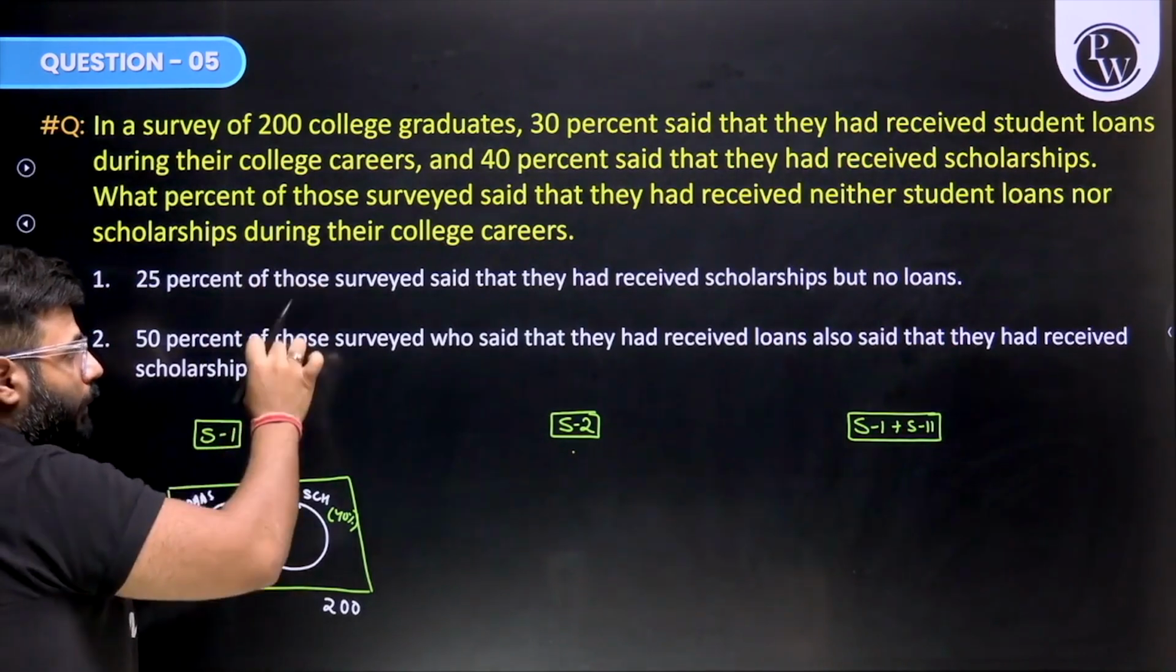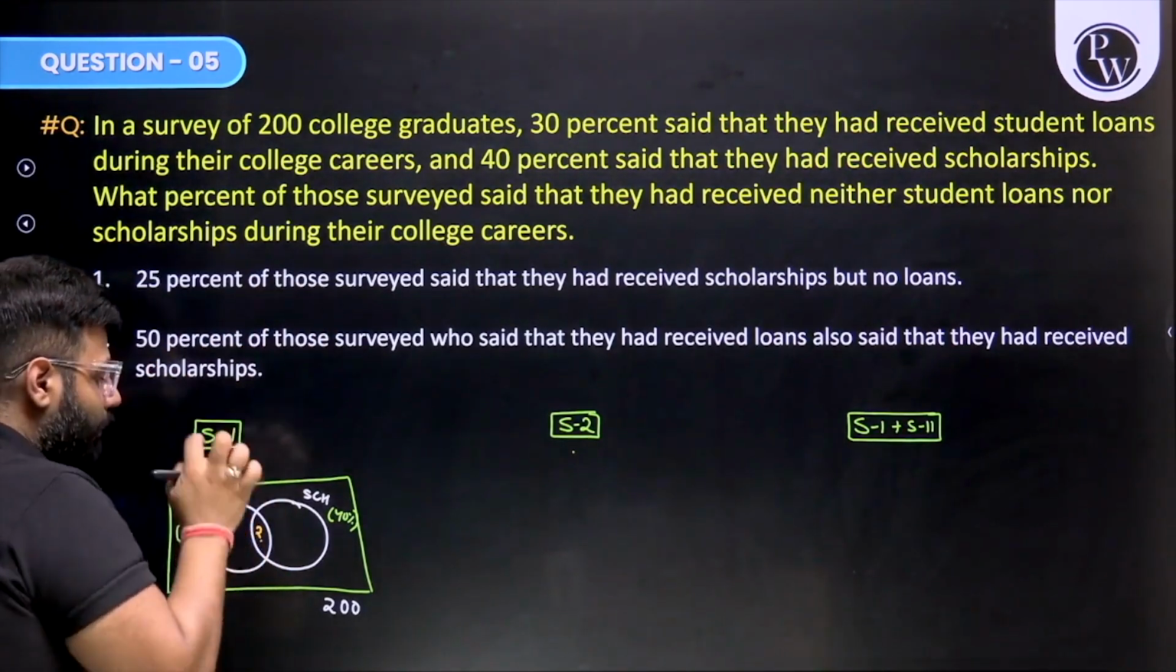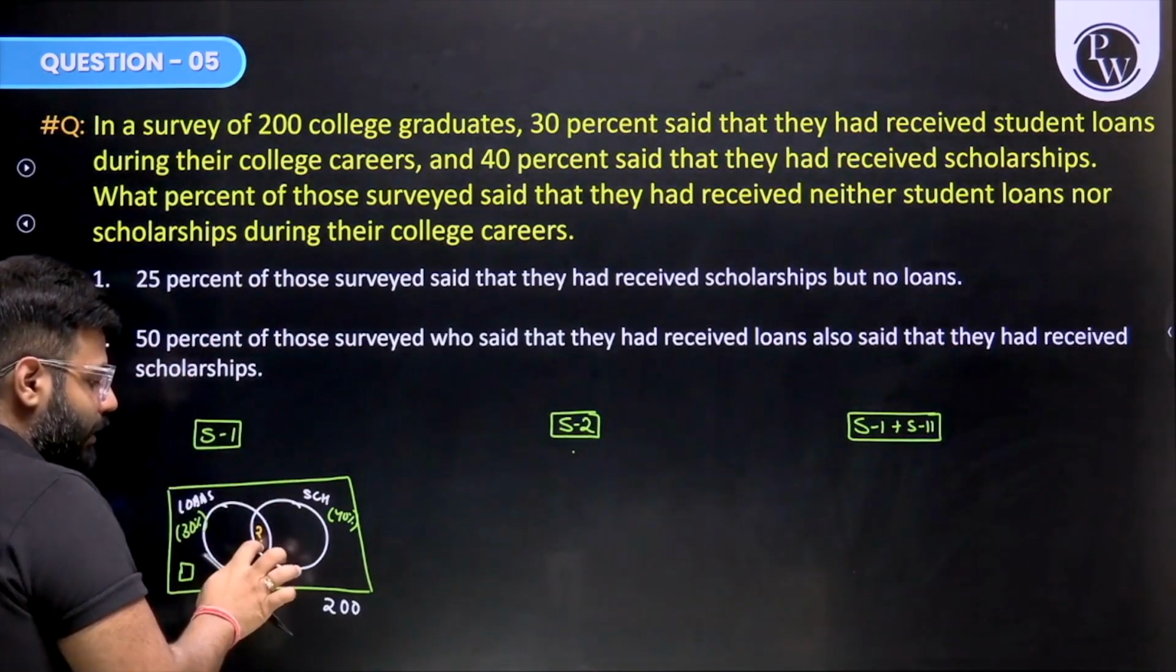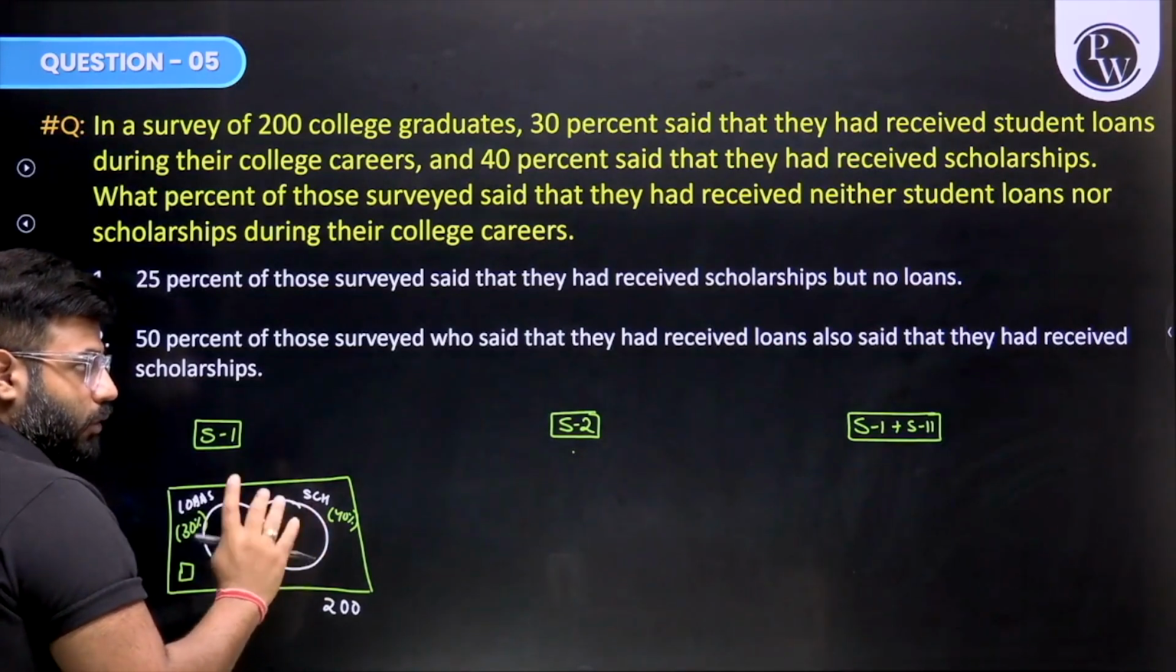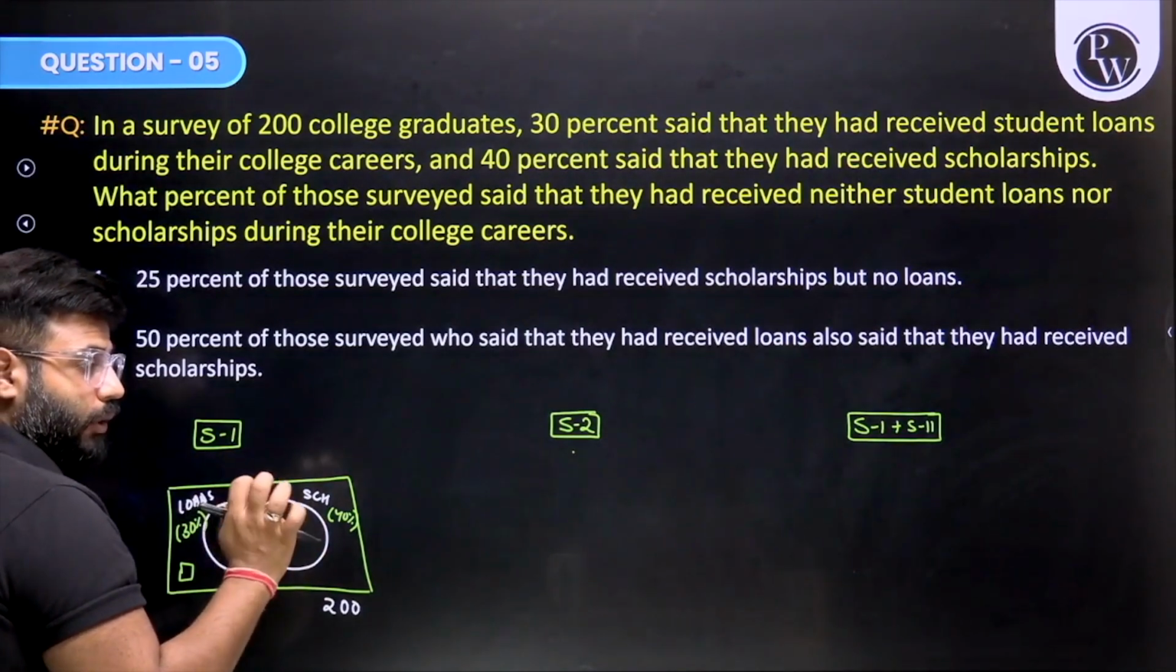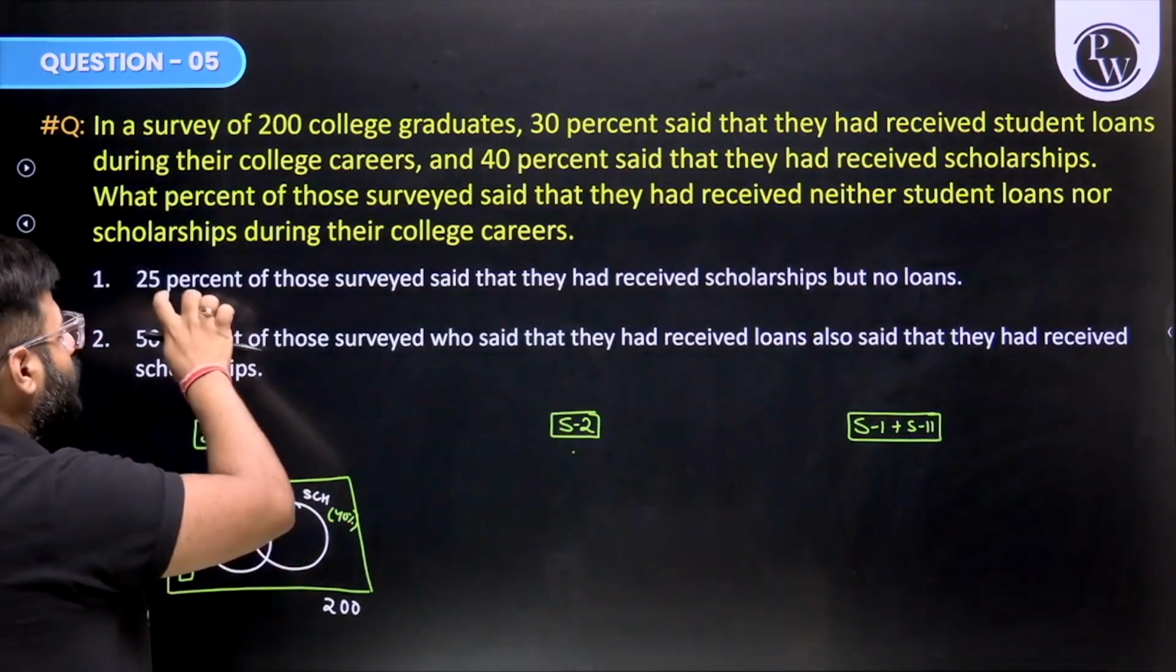So before even jumping to the statements, I have my mind clear. I'm more interested in this. If I get this, I'm done with everything. So no solving required, just the aptitude thinking required. Time to jump to statement 1.